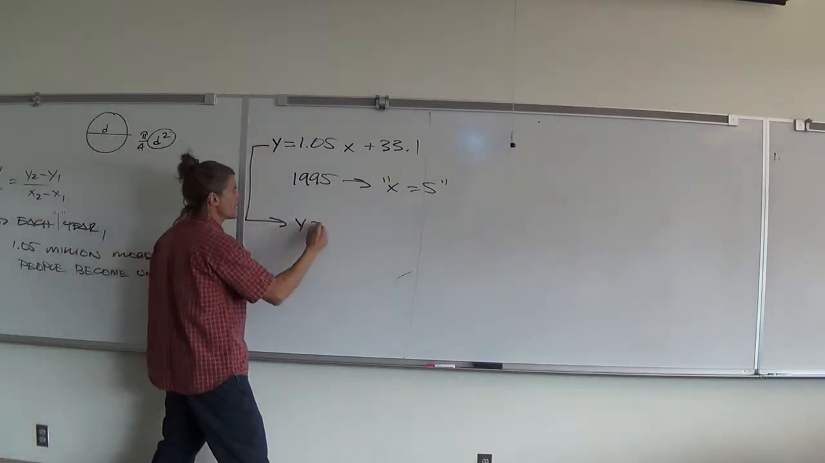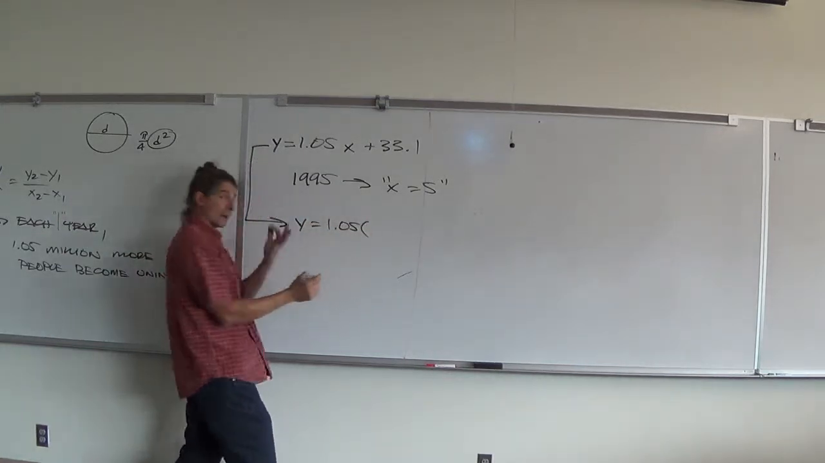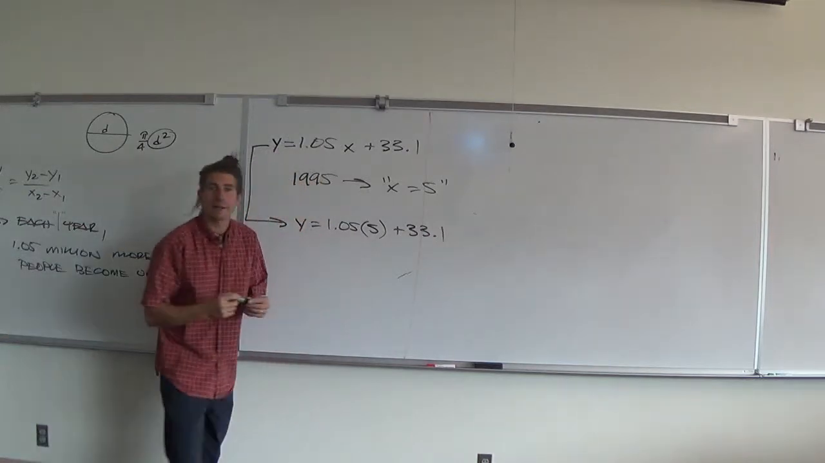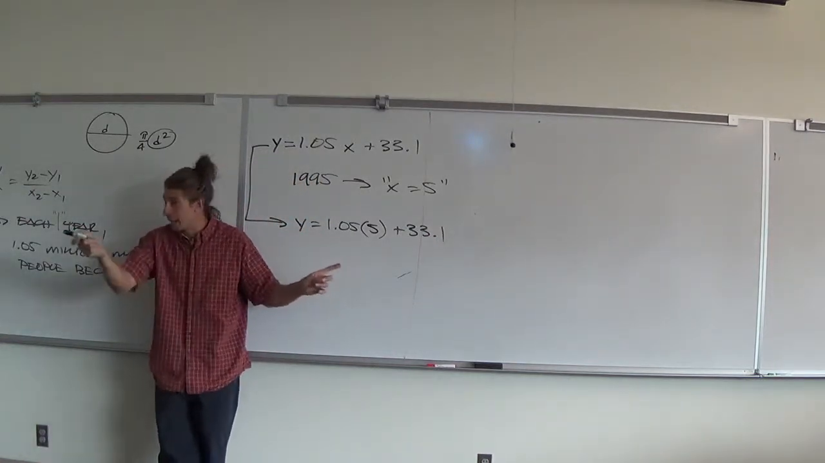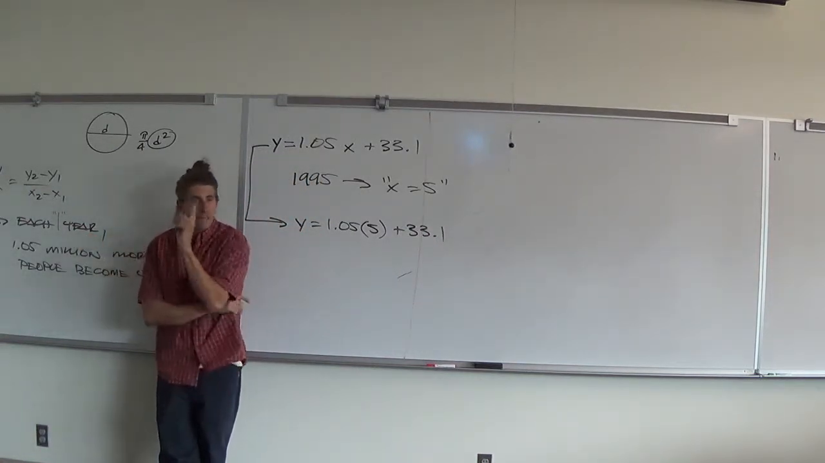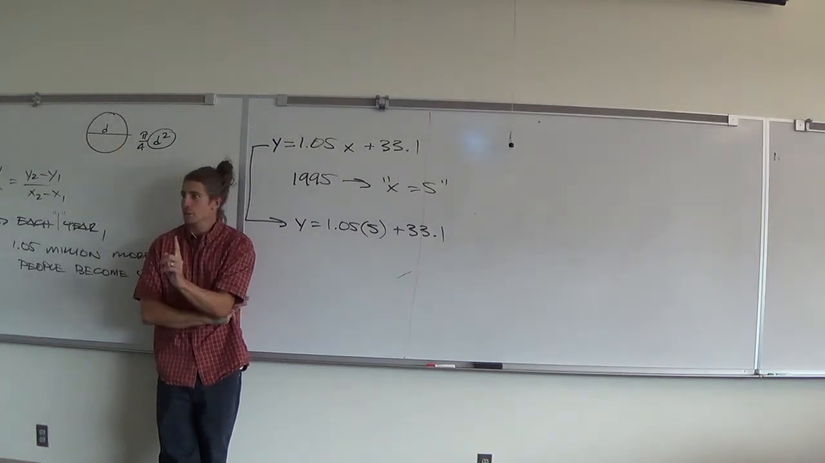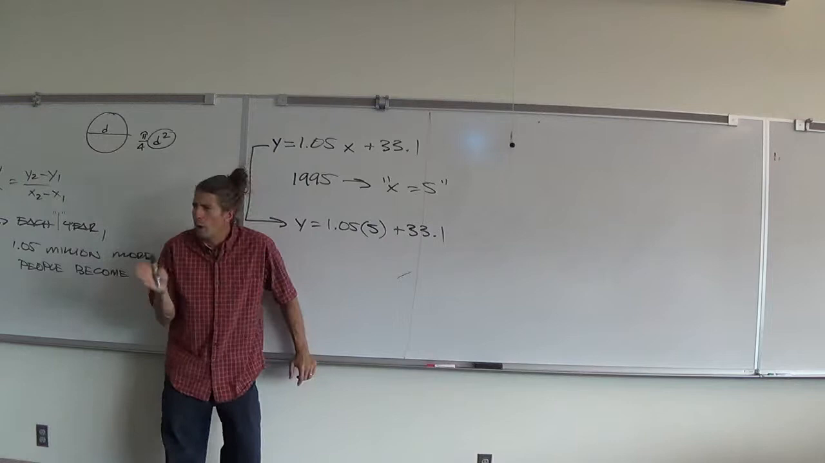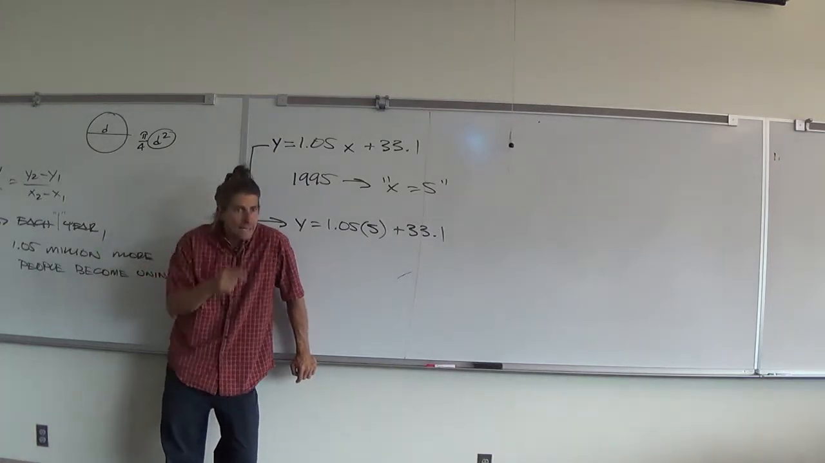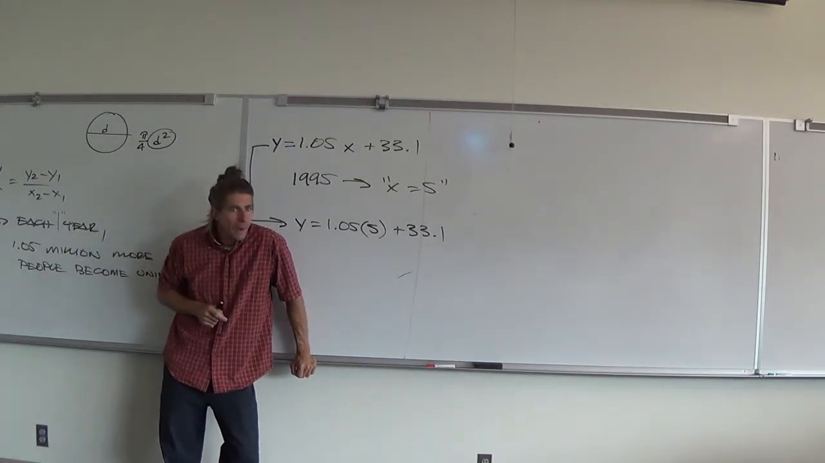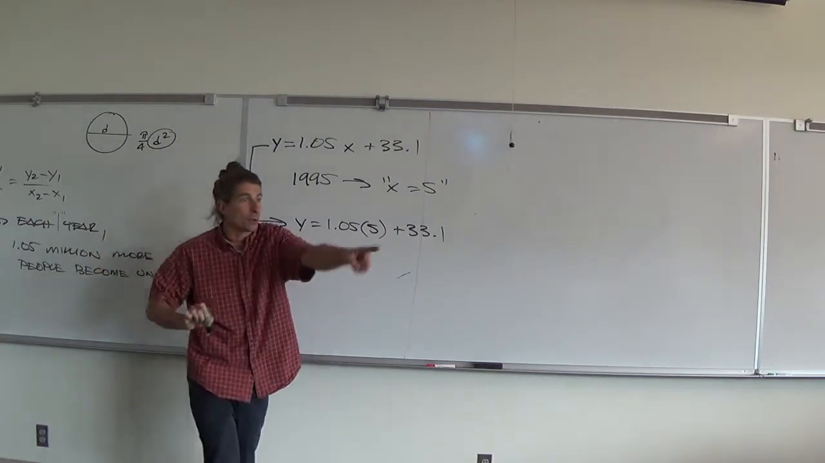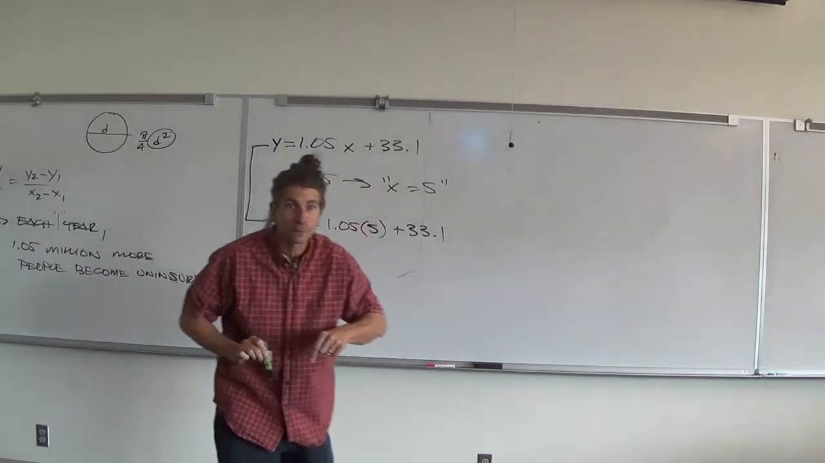Y equals 1.05 times 5 plus 33.1. Now, before we just plug and chug and get the answer, make sure you know what's going on with these three numbers. 33.1 was the what again? It's where it started. In 1990, there were 33.1 million people.